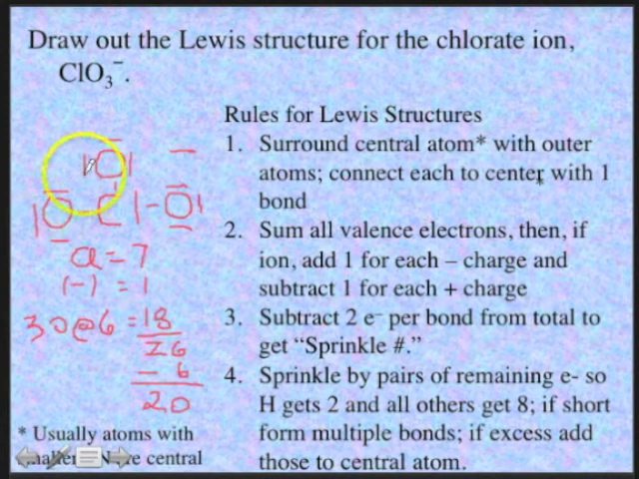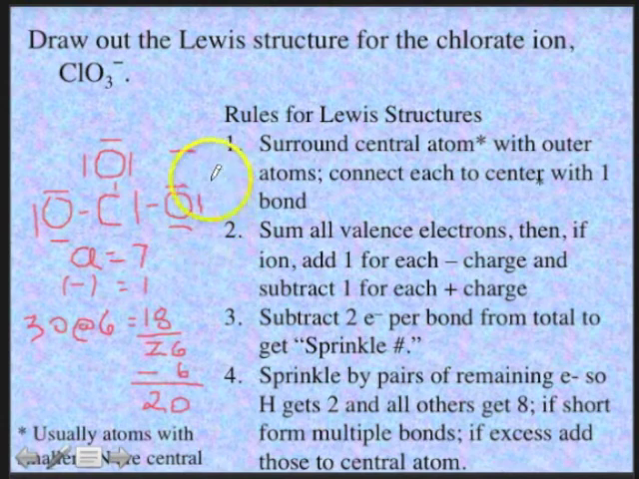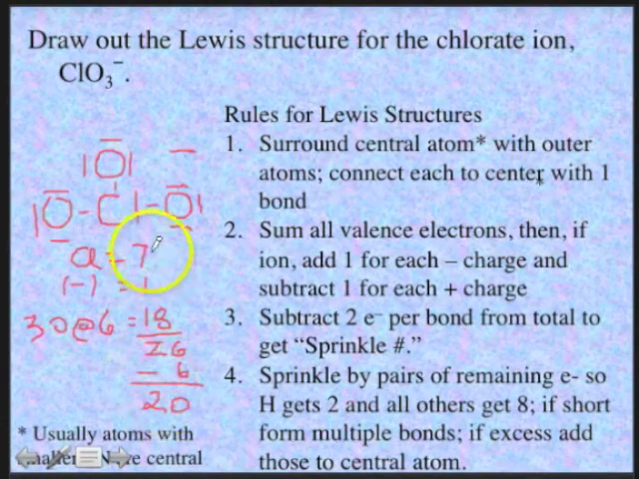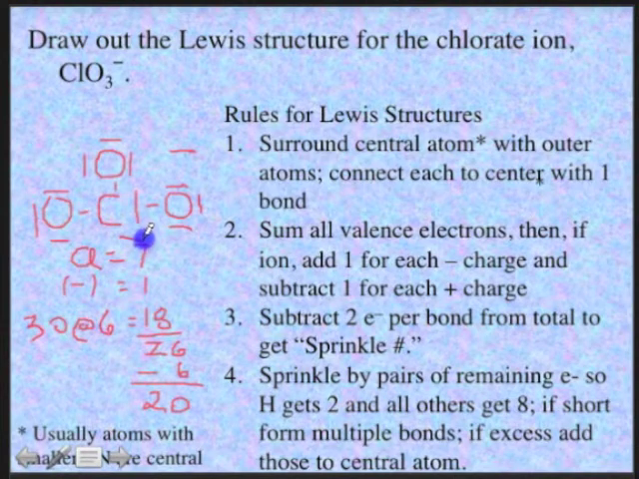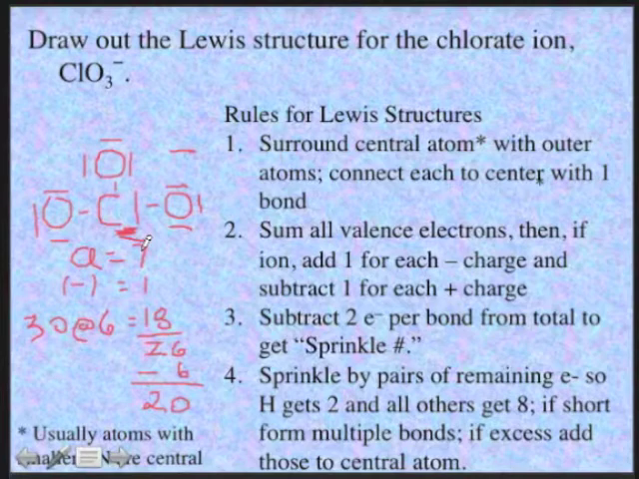And notice that each oxygen is completed with an octet of electrons around it after I add those electrons to it. I now have added 18 electrons. I have 20 to add. I've added 18 of them. So I'm going to add 2 electrons to the chlorine right here. Can't see that very well, but there's our pair of electrons on the chlorine. And now that has an octet of electrons as well.